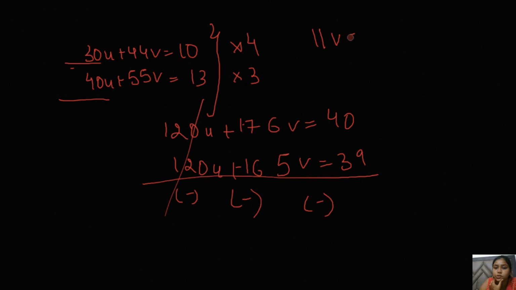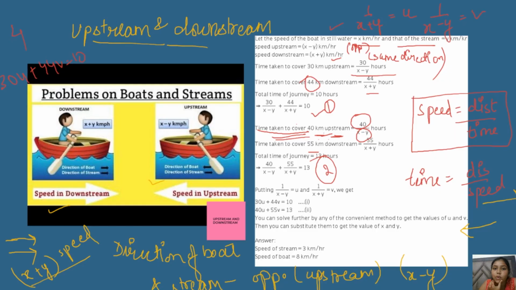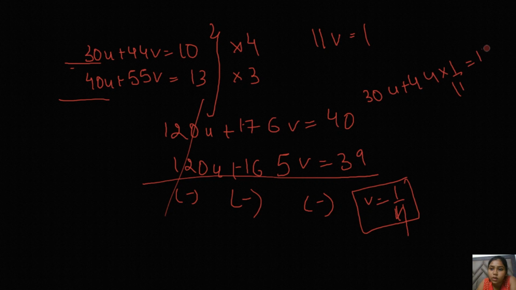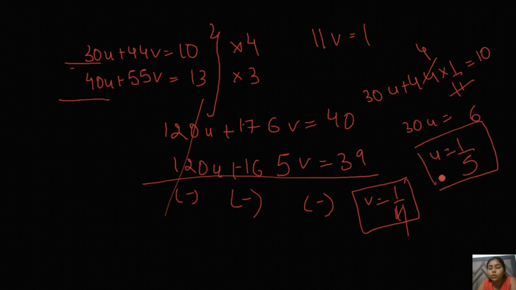So v will be equals to 1 by 11. Put this value of v in this particular equation, and after solving this we are getting u equals 1 by 5. There is a problem which students still generally make. They take these as the speeds, but do not forget that this was our u and this was our v.